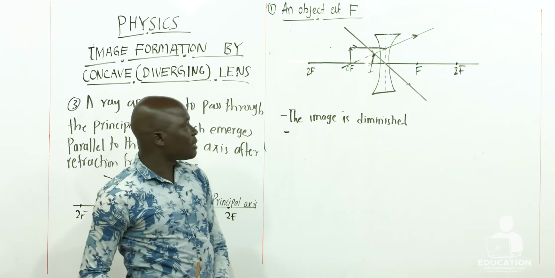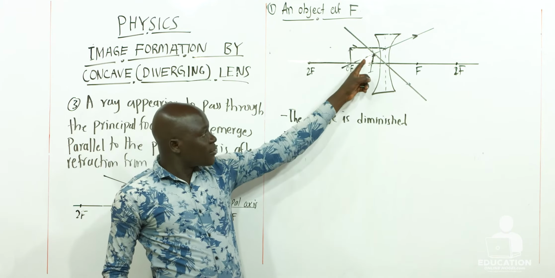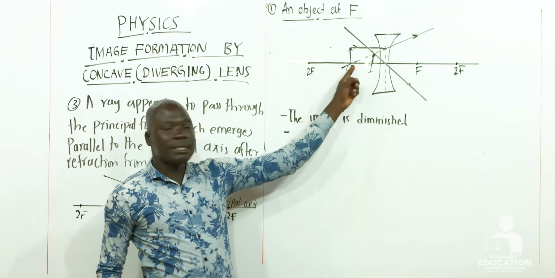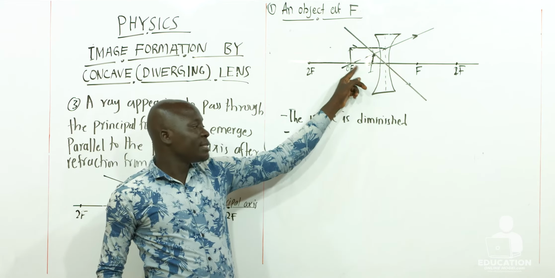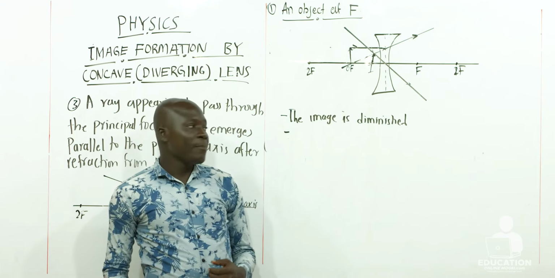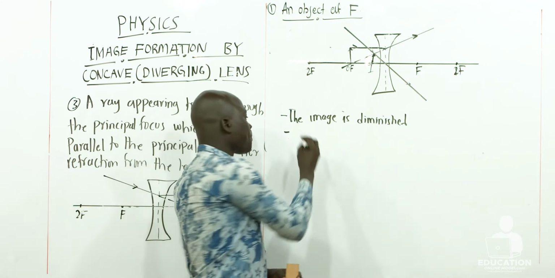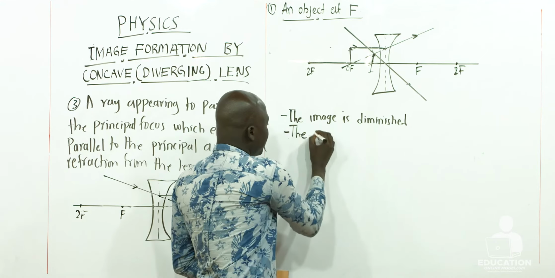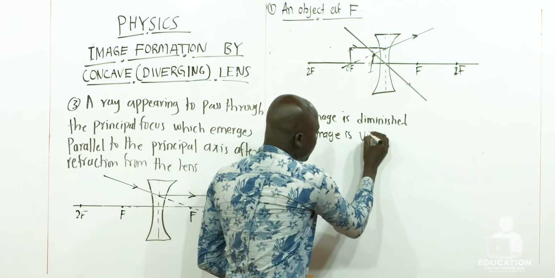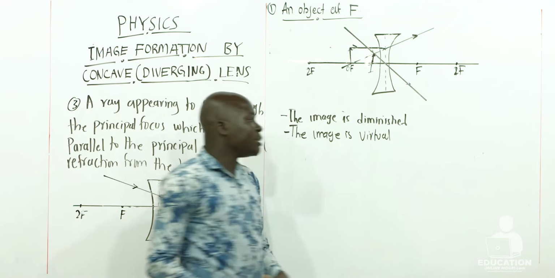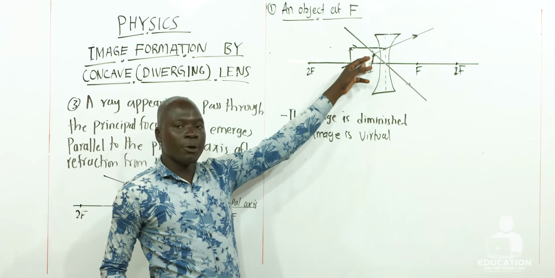Then the second characteristic that we have is, when you look at these two rays, the first ray just appears to be coming from a certain point called the principal focus. So it is not a true ray, since this image is formed by apparent intersection of rays. We say that the image is visual, meaning it is formed by apparent intersection of rays, or we can say it is not formed on the screen.